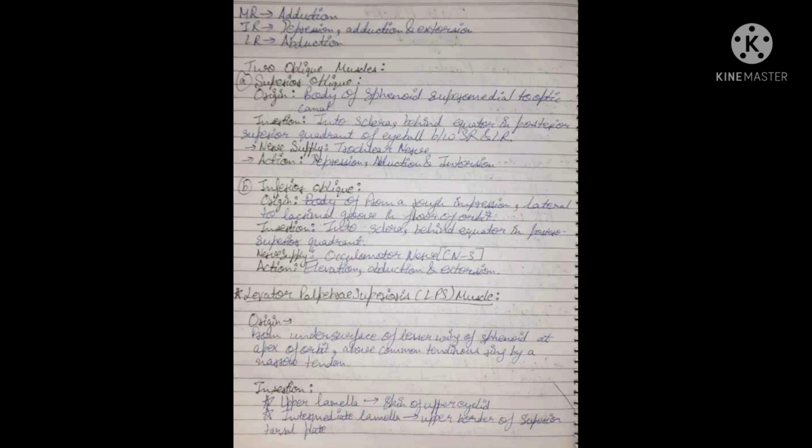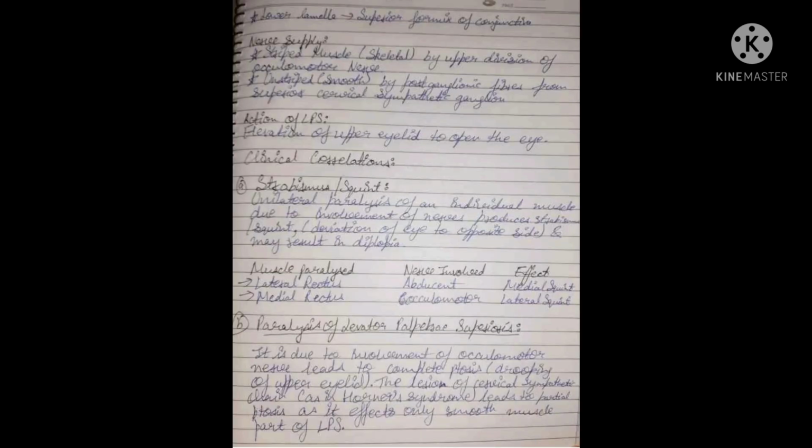It has its origin from the undersurface of lesser wing of sphenoid at the apex of the orbit, above common tendinous ring by a narrow tendon. Now insertion. The upper lamina of this muscle is inserted into the skin of upper eyelid. Intermediate lamella into upper border of the superior tarsal plate. And the lower lamella is inserted into superior fornix of conjunctiva.